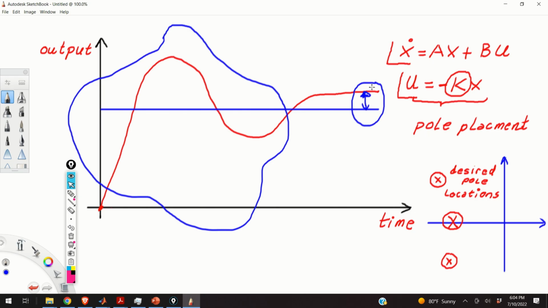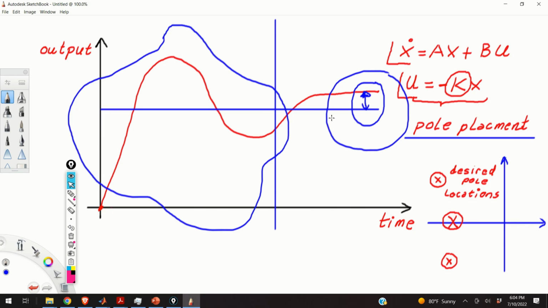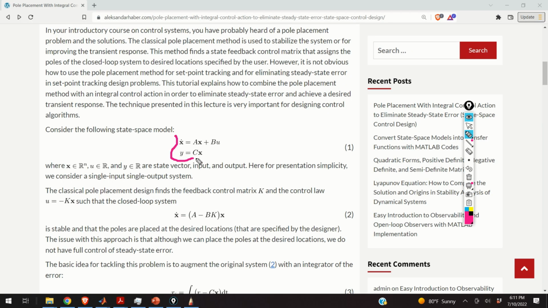I will teach you how to combine a pole placement method with the integral control action in order to meet both design specifications, the transient design specification and the steady state error design specification. Consider the following state space model. This is a linear time invariant system where x is the state, u is the input, and y is the output of the system. Here, for brevity, we are assuming that the input dimension is 1 and the output dimension is 1. Consequently, we are considering single input, single output systems.